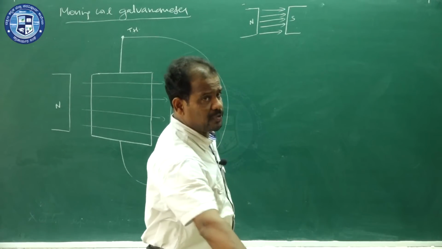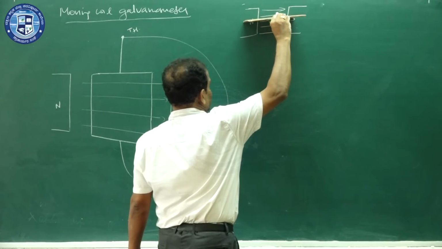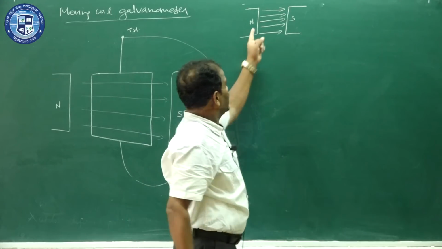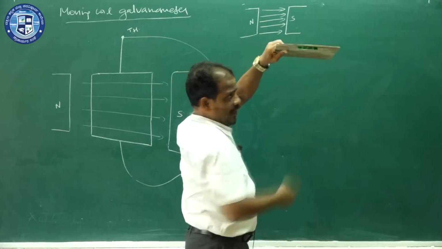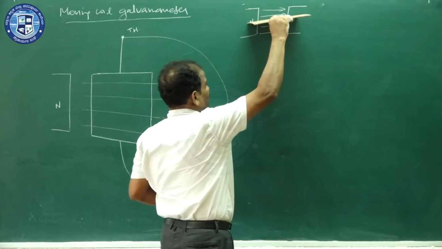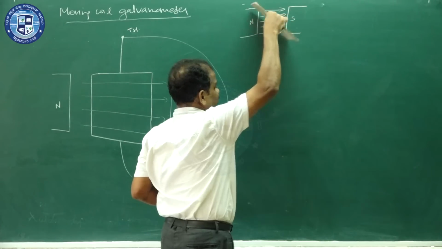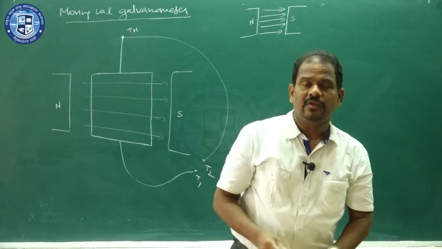And if you want to see the position of the coil, when the coil is in this position, theta value is 90 degrees, because this is the direction of the magnetic field and the normal to the coil is vertically down. What is theta? 90 degrees. But when the coil turns, theta value changes.